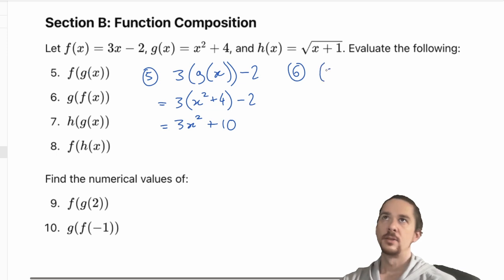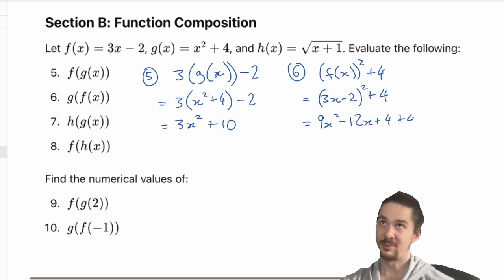g of f of x, so we have f of x squared plus 4, which is going to be 3x minus 2 squared plus 4, which is 9x squared minus 12x plus 4 plus 4, or in other words, 9x squared minus 12x plus 8.